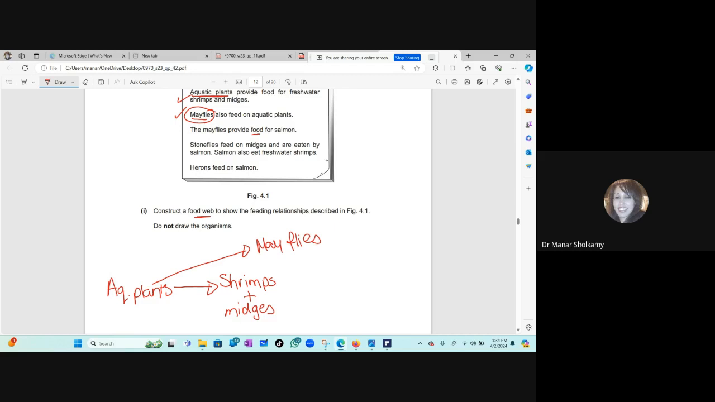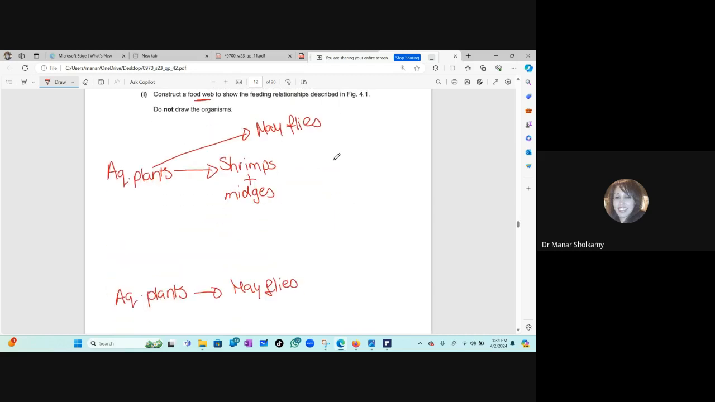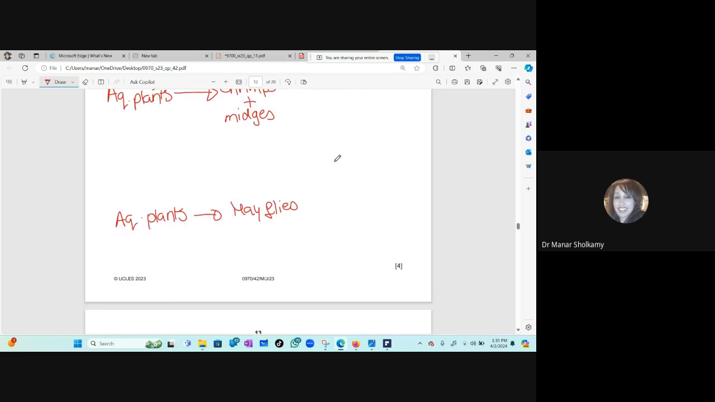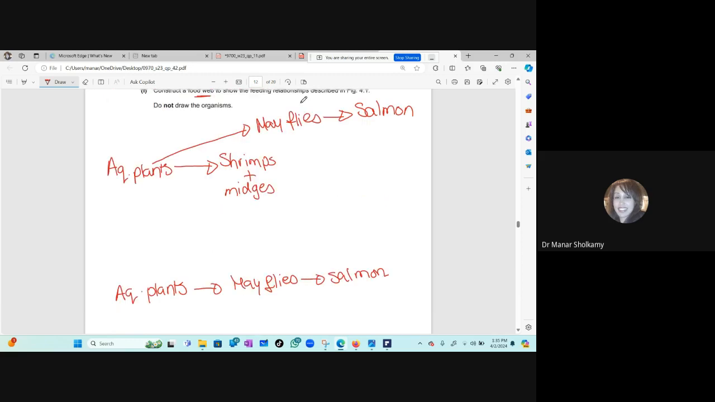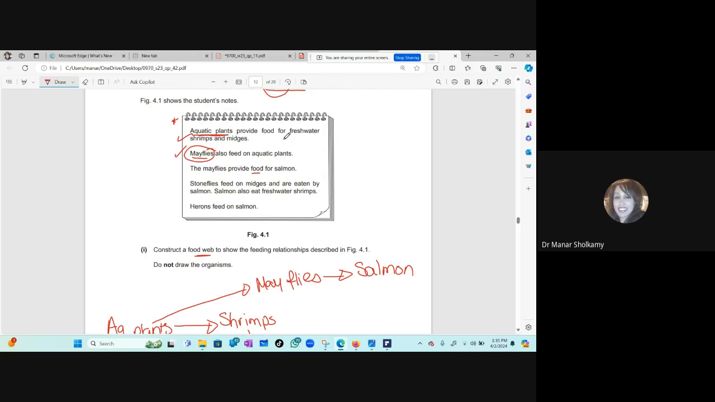The third sentence: the mayflies provide food for salmon. So the mayflies are eaten by what? Salmon. Or I can go back to my second one and write mayflies eaten by salmon. They're both correct. Okay, so this is the third one.